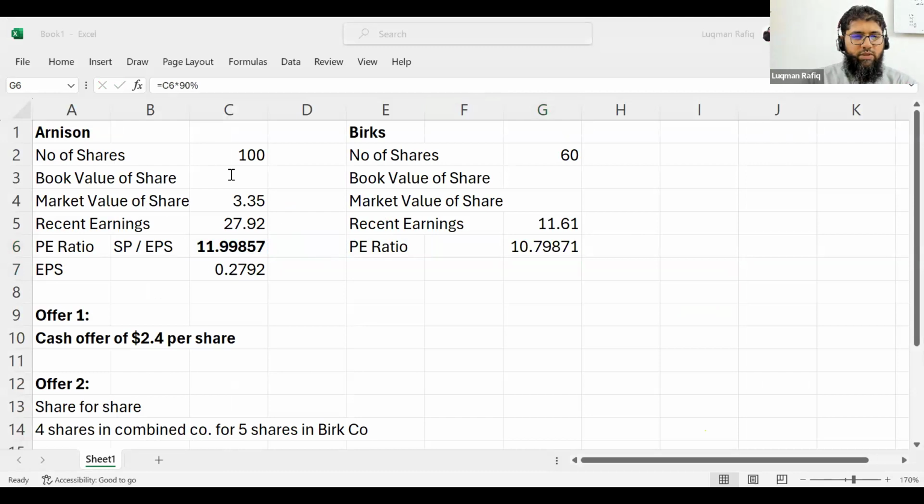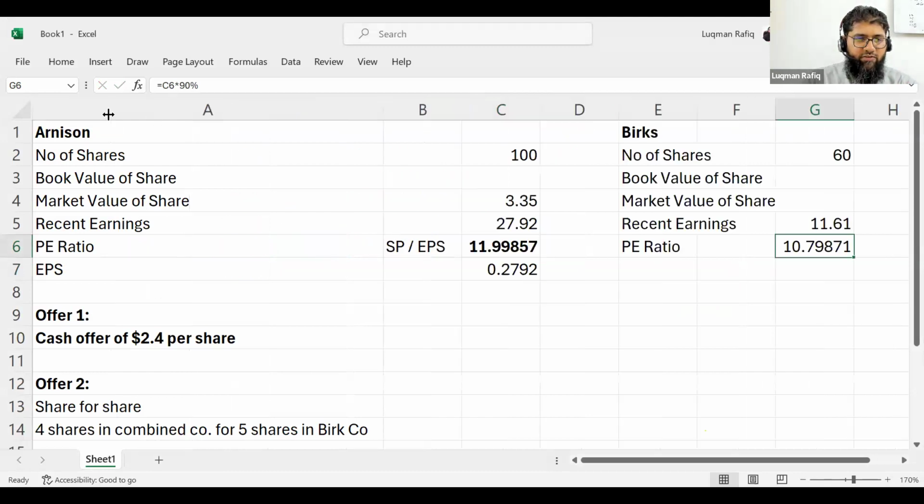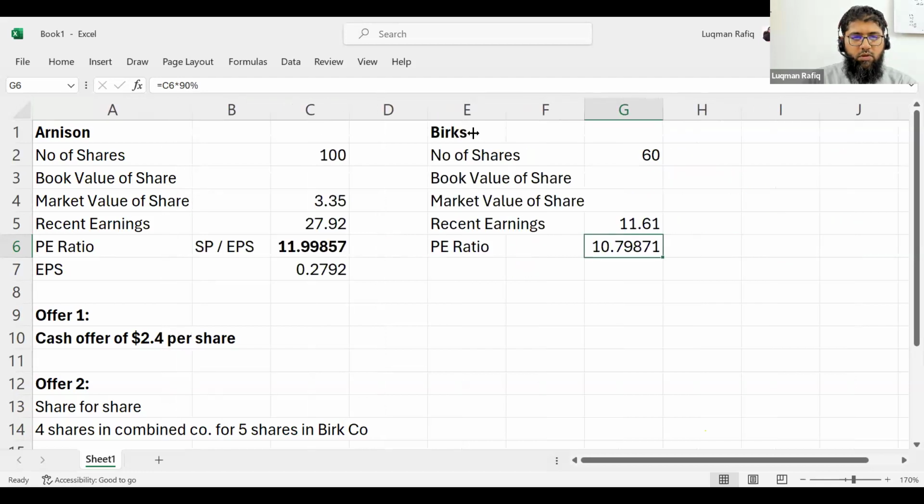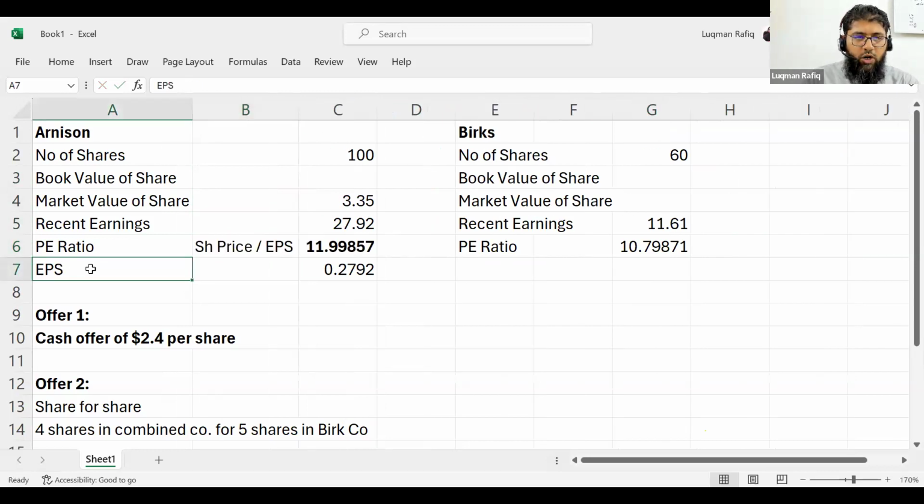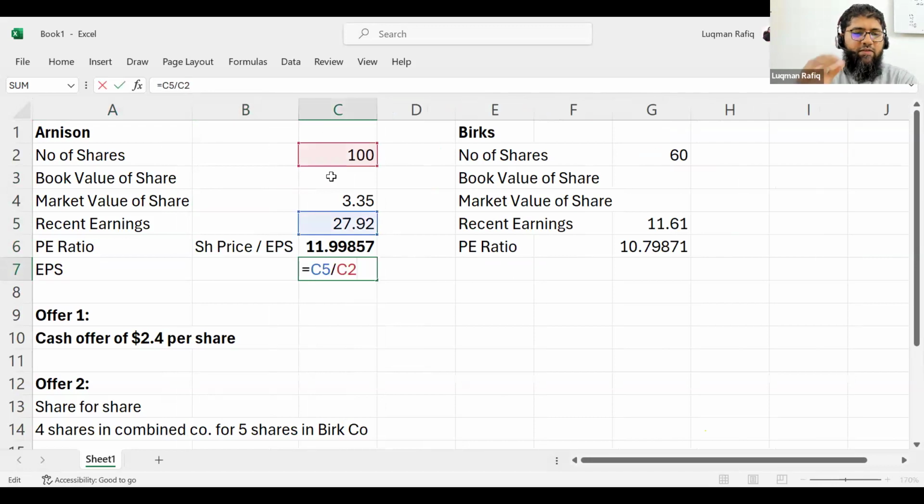Okay, I'll slow down. Thank you for identifying that I'm fast. See, the formula for the P/E ratio is share price divided by earnings per share, the EPS. How do we get the EPS? The earnings, which is the profit, divided by number of shares. So you get the EPS.